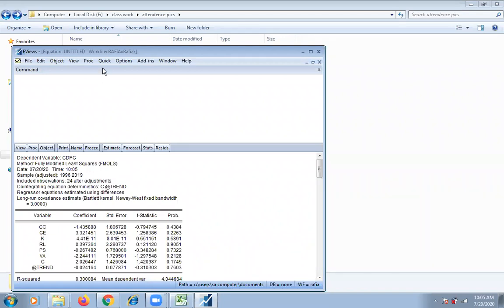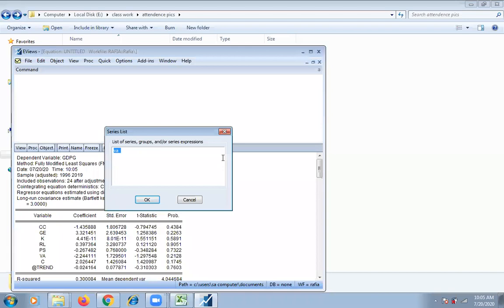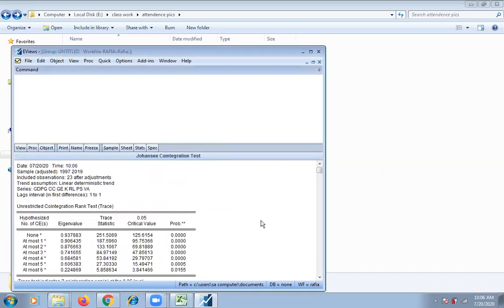The second one is simple: you go to quick, group statistics, and you choose co-integration test here. Now you write one by one the list of all variables: GDP, CC, then GE, then K, then RL, then PS, then VA. So this is the long run relationship.